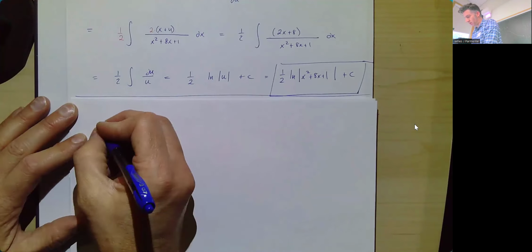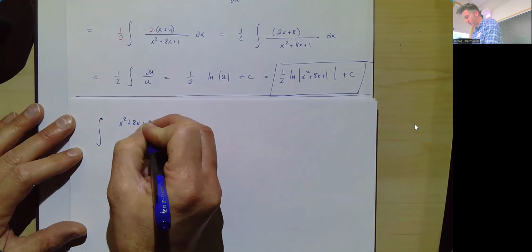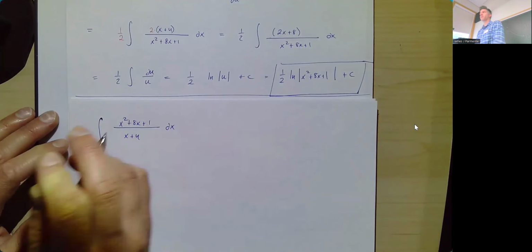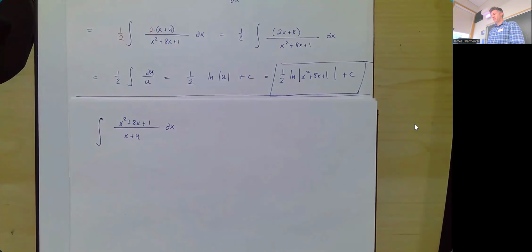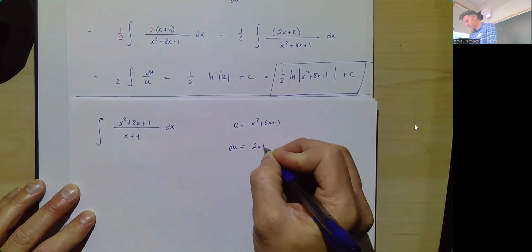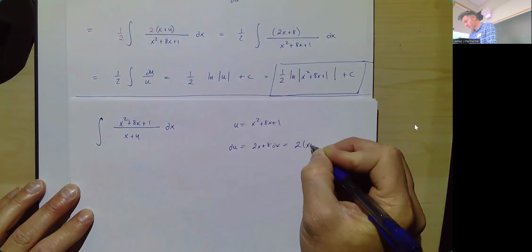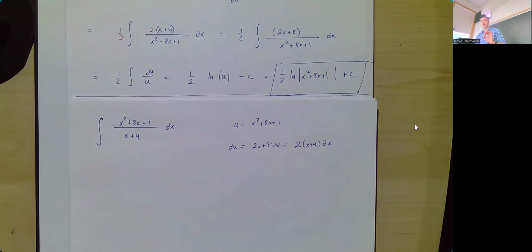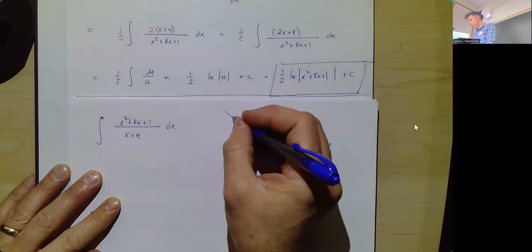So what if we do the integral of x squared plus 8x plus 1 over x plus 4? Letting u equal x plus 4 is not going to help. Letting u equal x squared plus 8x plus 1 is not going to help either, and here's why. If you let u equal x squared plus 8x plus 1, your du is 2x plus 8 dx, which is 2 times x plus 4 times dx. I want to be extra clear here: we don't have x plus 4 times dx in our integral. We have 1 over x plus 4 times dx, and that is completely different. So this u sub is not going to help us. No good.